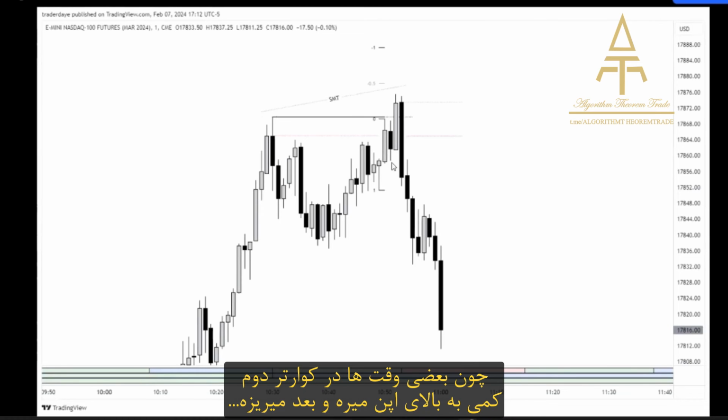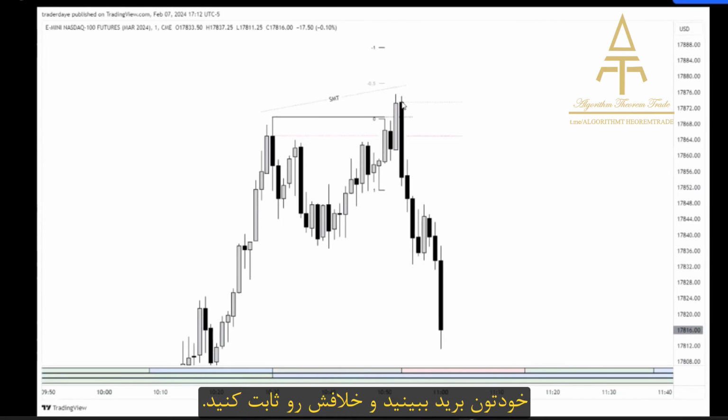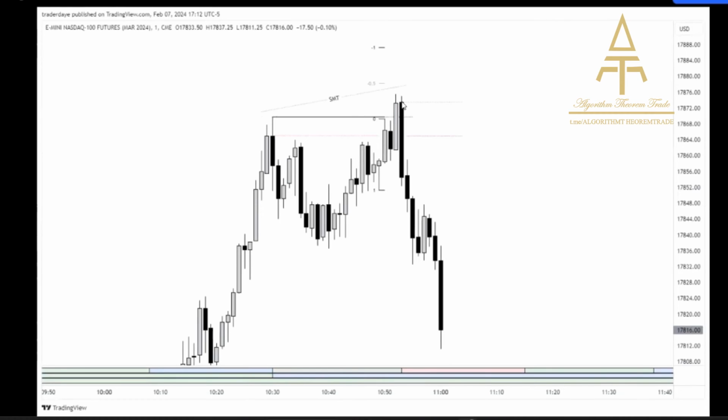Because sometimes when you're trading, you'll see in Q2 price just barely goes above it and falls. And you're wondering, why does that happen? This is why, right? Go in your charts to look and you'll see. Try to prove me wrong, right?